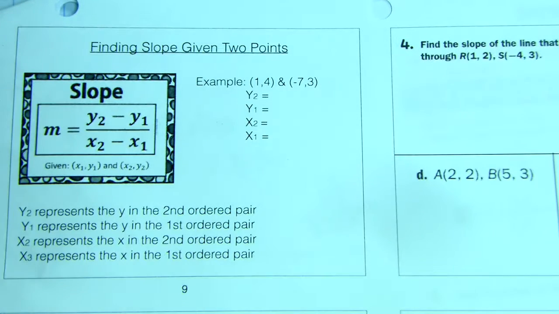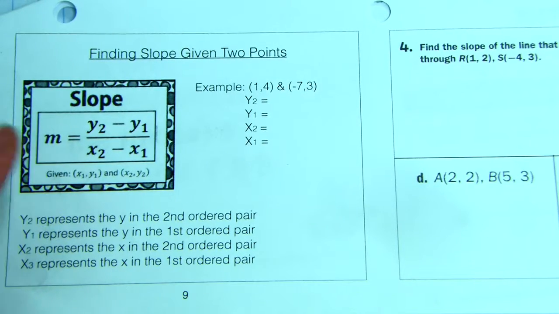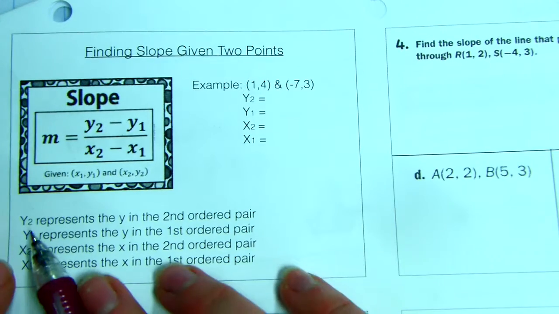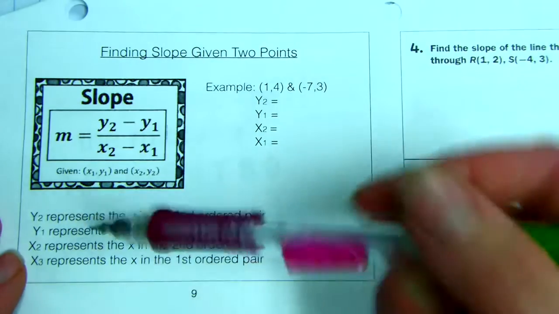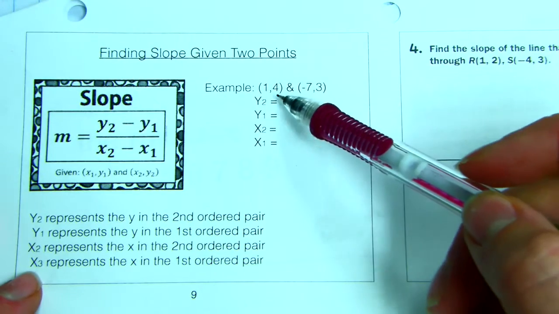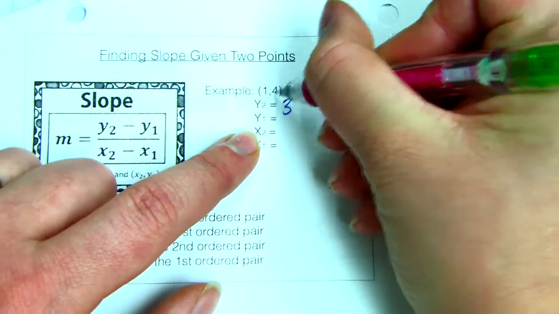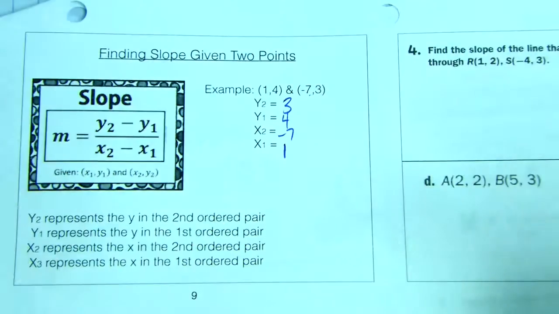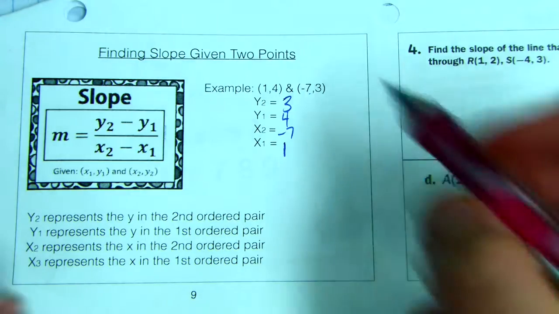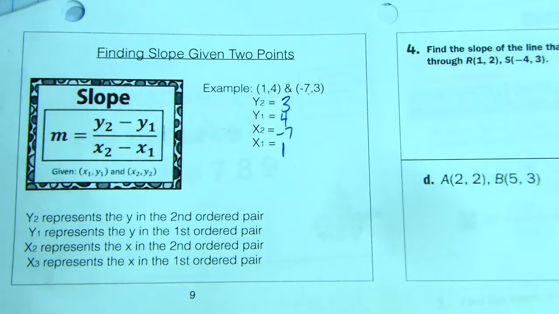Finding slope given 2 points. So let's say they gave you 2 points, but they didn't give you a graph. One way to do that is using this little formula. M equals y2 minus y1 over x2 minus x1. They're going to give you 2 ordered pairs where the y's and x's are represented. The first ordered pair is your x1 and y1. Second ordered pair is x2, y2. So y2 is 3, y1 is 4, x2 is negative 7, x1 is 1. And it doesn't matter if you go either way as long as you always use the first one first or the second one first when you're labeling your x2s and y2s.